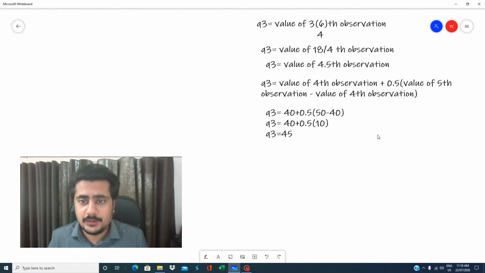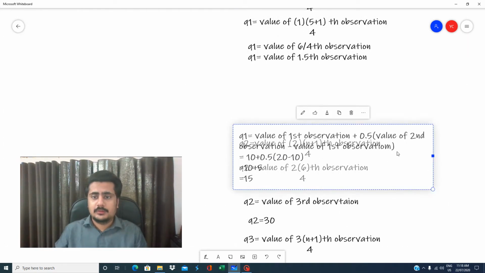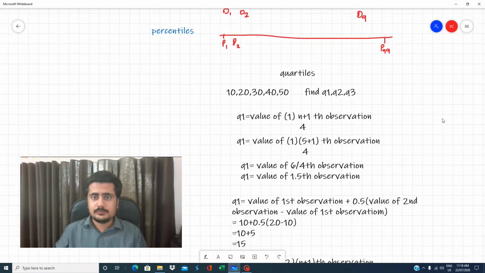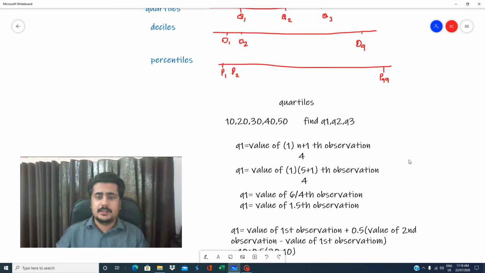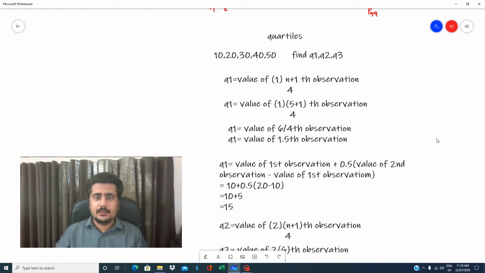So far, we have started the topic of quartiles, and we have done Q1, Q2, and Q3. Let's have a recap of what we have done. I have given you a sum of 10, 20, 15, 40, 50, and we have solved Q1, Q2, and Q3. How have we solved it?